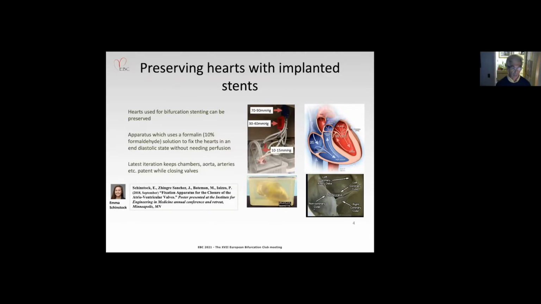And we're using an apparatus put together by Emma Shimstock, one of the current PhD students in the lab, where you can do differential pressure loading within the heart and using formalin, and it'll fix these hearts at an end-diastolic shape and keeping the chambers, aorta, arteries all patent while closing the valves. These specimens then can be used for a variety of different studies. They can just be used for MRI imaging, CT imaging, MicroCT imaging, or just study visually with your own eyes and have the privilege to hold them in your hands.